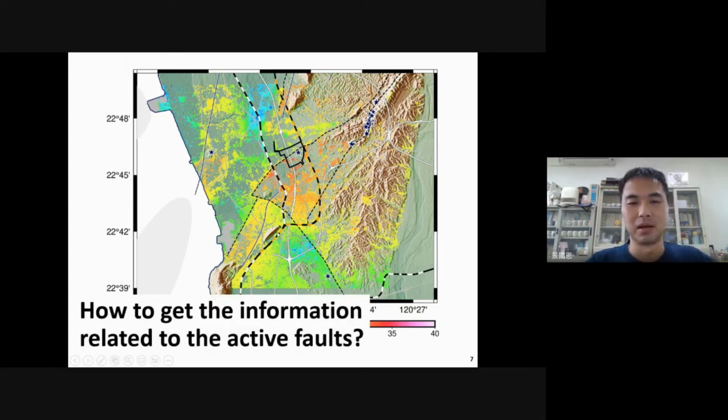Then how could we get the information related to the active faults based on this figure? Of course, here you could see some dashed lines. Those dashed lines are the proposed active faults in this area. However, how do we know the proposed lines are correct? Or could we get any information about the activities of these fault tracks based on this figure?